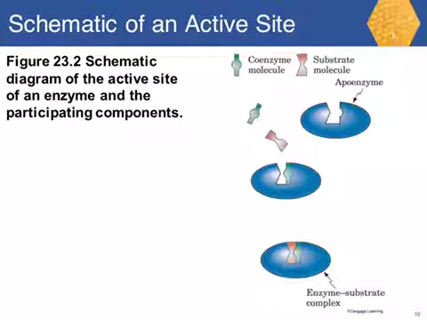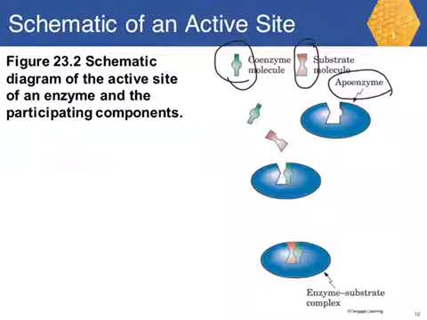Okay, so here we have our enzyme and substrate complex. You can see here your apoenzyme, so that is the protein part of the enzyme. Here you have your substrate molecule. This is what the enzyme is going to act on. You have a coenzyme, right? Coenzyme is non-protein. It's going to help it go faster.